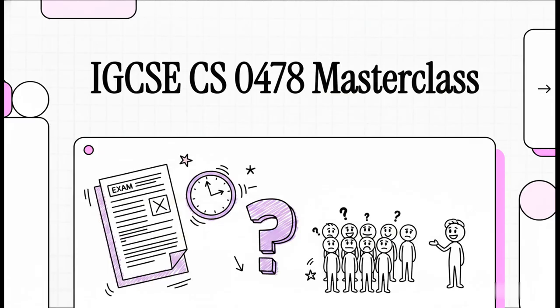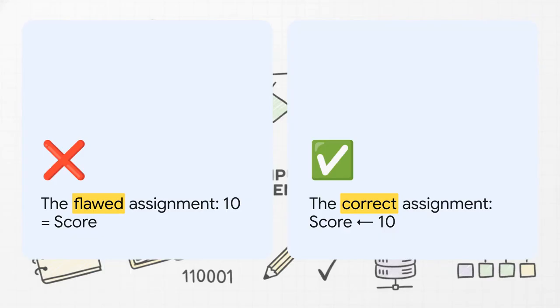So let me show you this massive mistake right now before you ever step foot in that exam room. Look at the example on the left. That 10 equals score, I call that the red pen trap. It looks like math, it feels completely intuitive, but in IGCSE Computer Science 0478, it is dead wrong. Now look at the correct answer on the right. Score, left pointing arrow, 10.